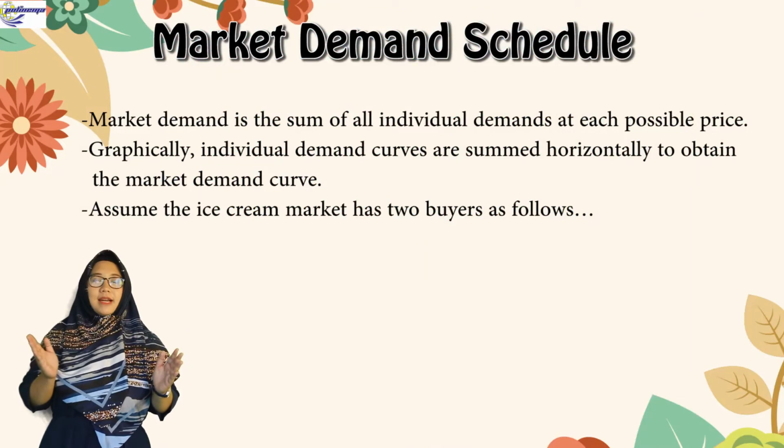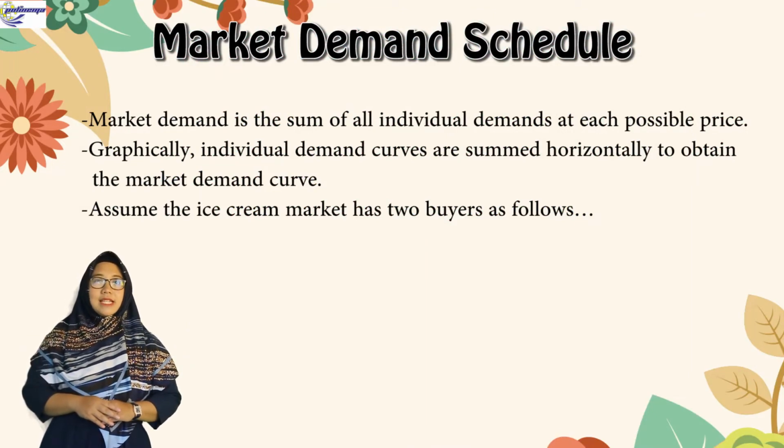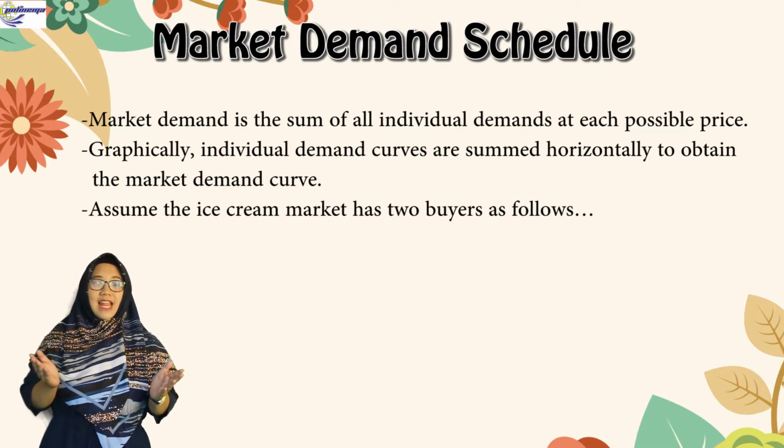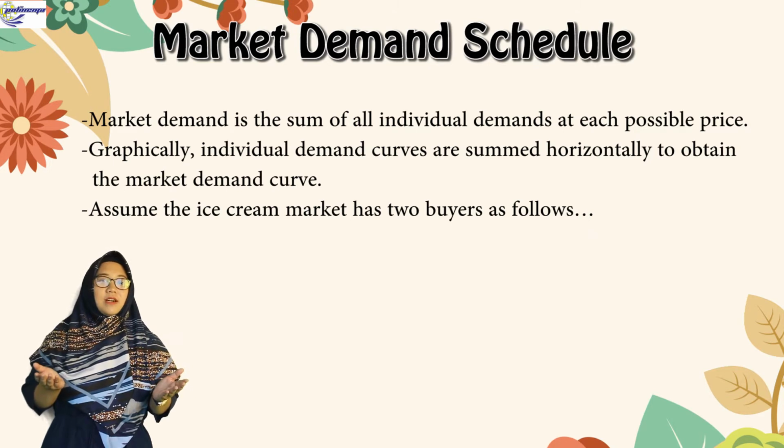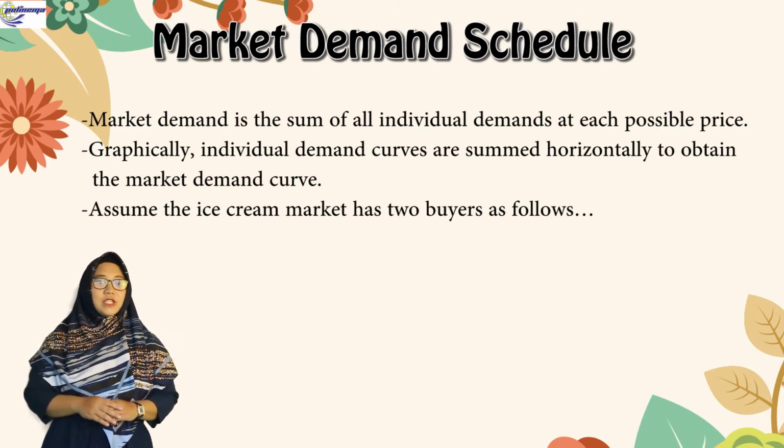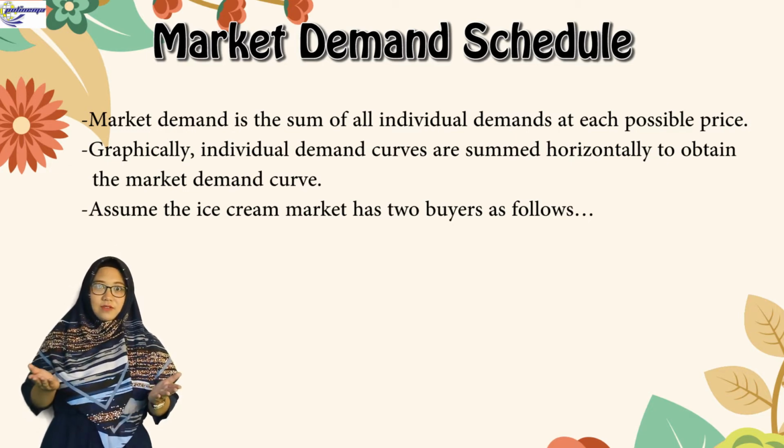Okay, next, market demand schedule. Market demand here means the sum of all individuals' demand at each possible price. Graphically, individual demand curves are summed horizontally to obtain the market demand curve. Assume that the ice cream market has 2 buyers as follows.